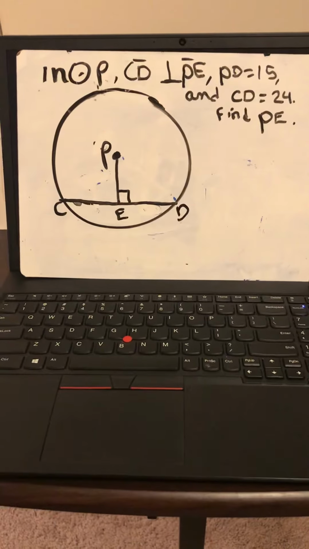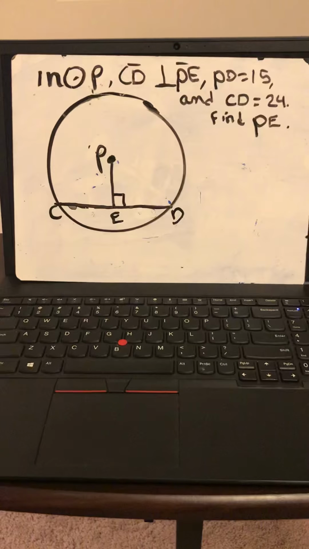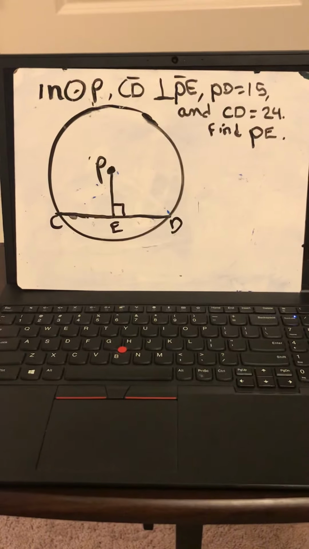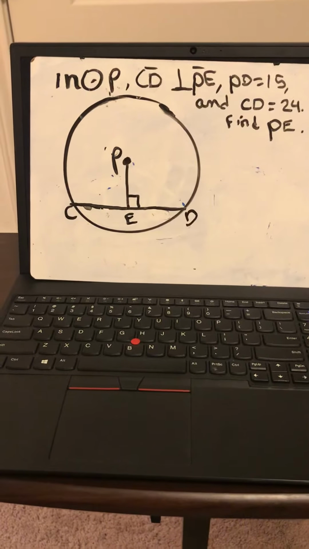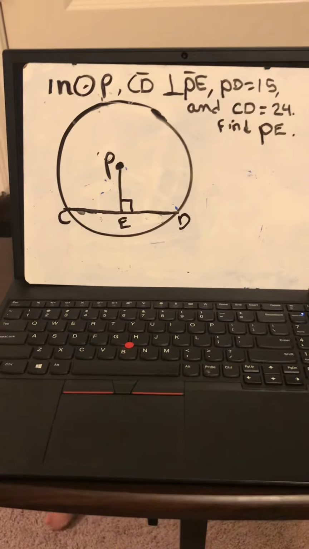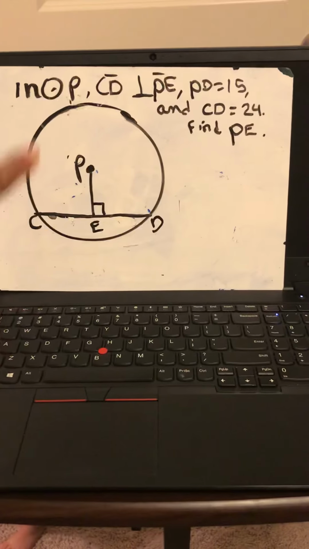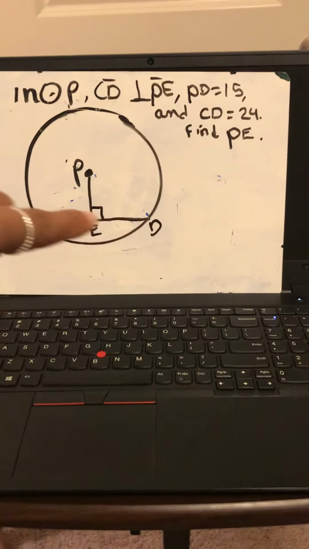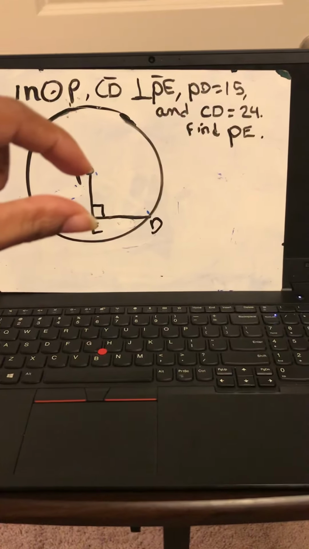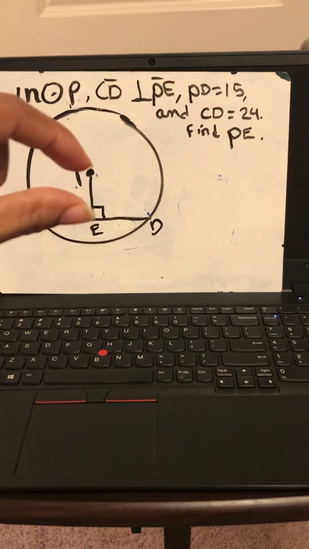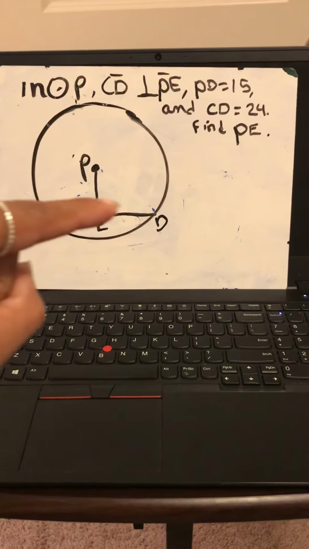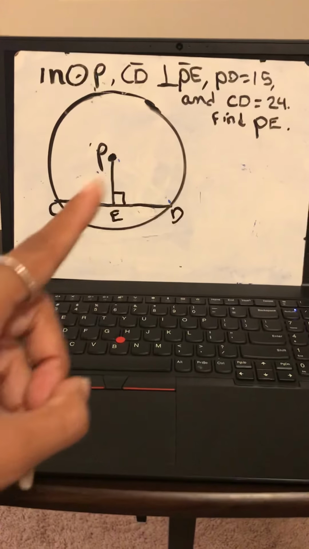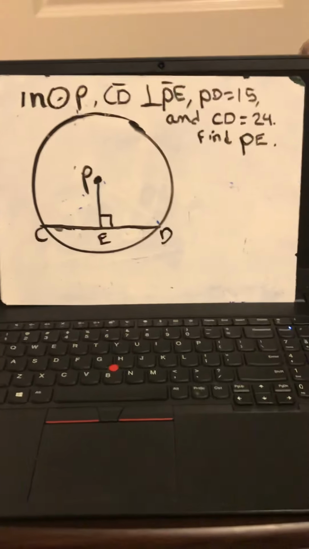There is a theorem that says that if you have a diameter, or any segment that goes through the center of your circle and is perpendicular to a chord, then we call that a perpendicular bisector. In this example, PE is perpendicular to CD, which is a chord. So this piece right here must be the perpendicular bisector, which means it's cutting your chord down here in half, into two congruent pieces.